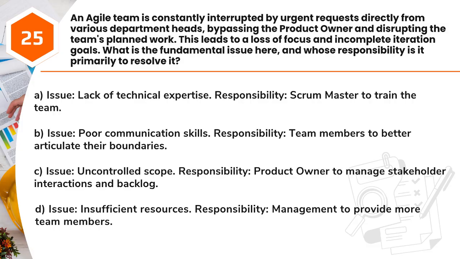A. Issue, lack of technical expertise. Responsibility, Scrum Master to train the team. B. Issue, poor communication skills. Responsibility, team members to better articulate their boundaries. C. Issue, uncontrolled scope. Responsibility, product owner to manage stakeholder interactions and backlog. D. Issue, insufficient resources. Responsibility, management to provide more team members.